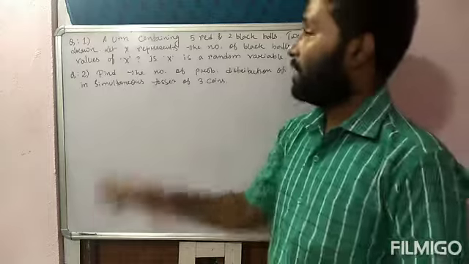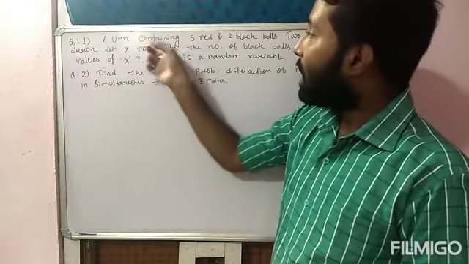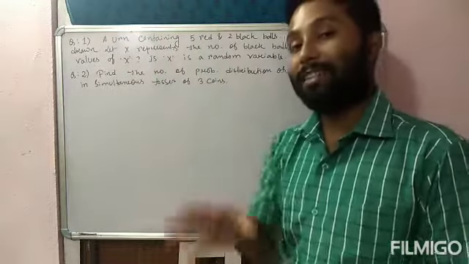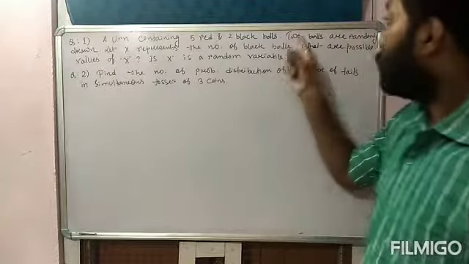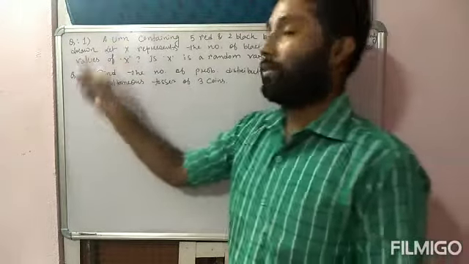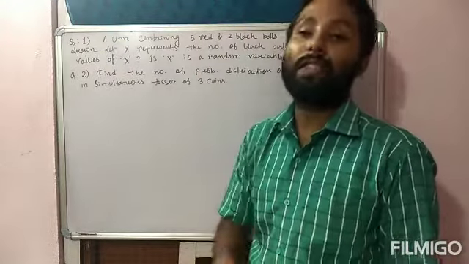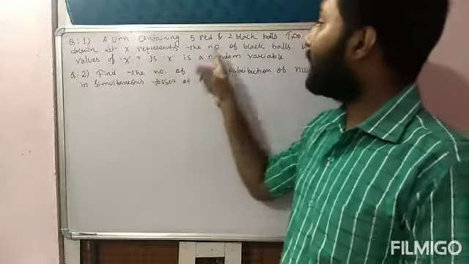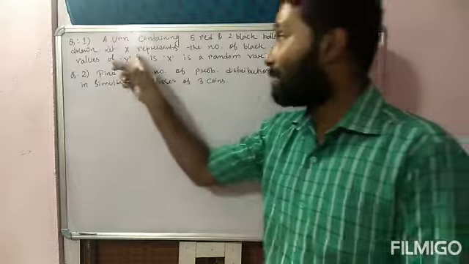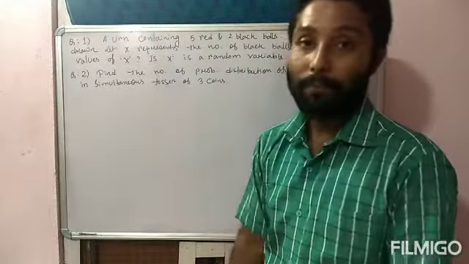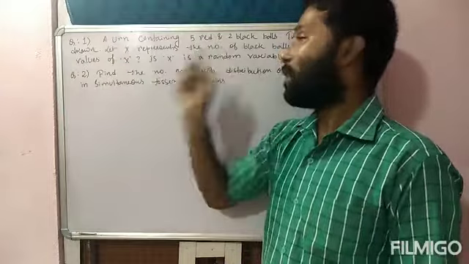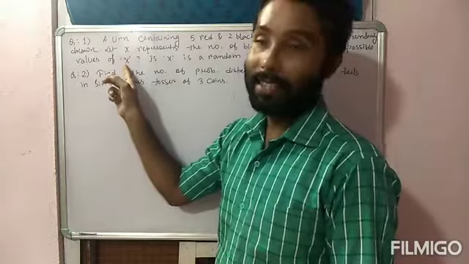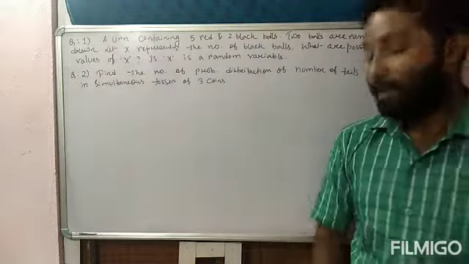The first question is, read the question properly. An urn containing 5 red and 2 black balls. Total number of balls are there in the urn 7. 2 balls are randomly drawn. Since there are 7 balls, out of those 7 you have to select randomly 2 balls. Let x represents the number of black balls. X means what? It is a random variable. Yes. So let x represent the number of black balls. What are the possible values of x? Is x a random variable?